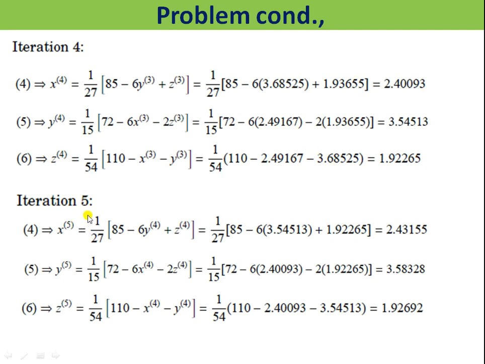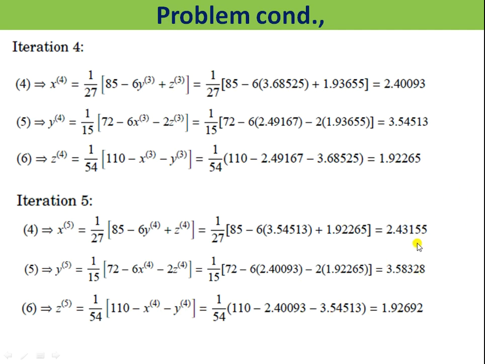For the fifth iteration, I would like to replace the y power 4 and z power 4 values in x power 5. So we will get 2.43155 as the answer. For finding y5, I should replace the x power 4 and z power 4 values and simplify. We will get 3.58328. For getting z power 5, we replace the x power 4 and y power 4 values here and simplify. We will get 1.92692 as the answer. Now check the fourth and fifth iteration values.